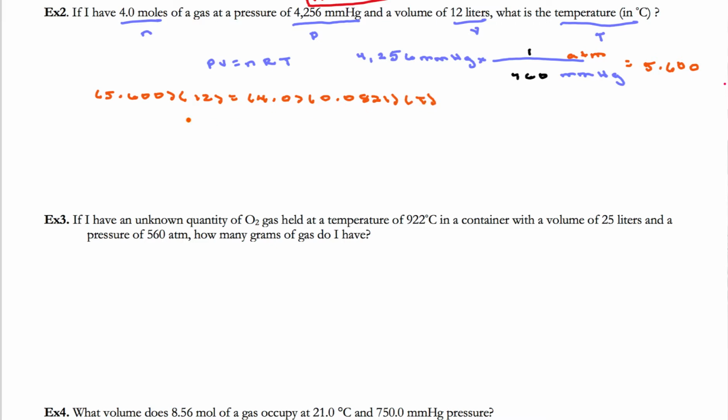Okay, so I'm going to take 5.6 and I'm going to multiply it by 12. And what I get is 67.2. Okay. That equals, I'm going to take 4.0 and multiply it by 0.0821. And what I get is 0.3284. Okay, and I'm going to multiply that by my temperature. Now I need to divide both sides by 0.3284.